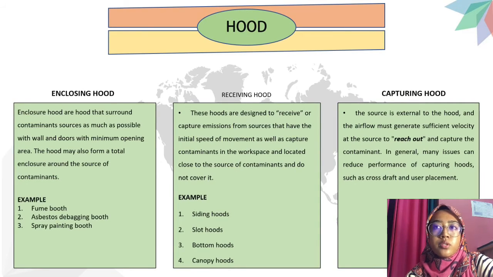Receiving hoods are designed to receive or capture emissions from sources that have an initial speed of movement, as well as capture contaminants in the workspace. They are located close to the source of contaminant and do not cover it. Examples of receiving hoods are side hoods, slot hoods, bottom hoods, and canopy hoods.